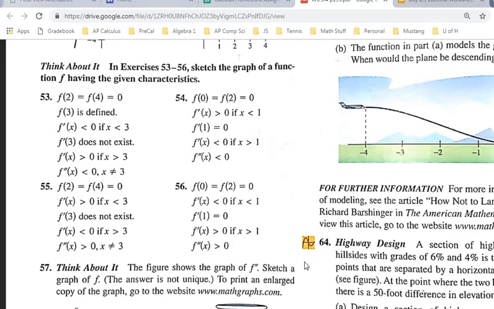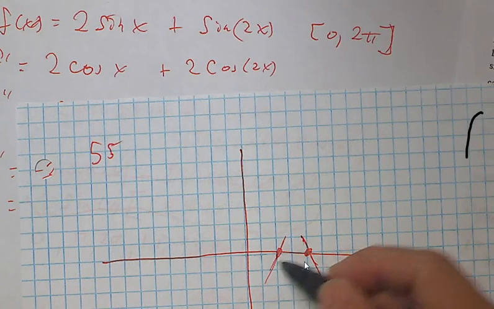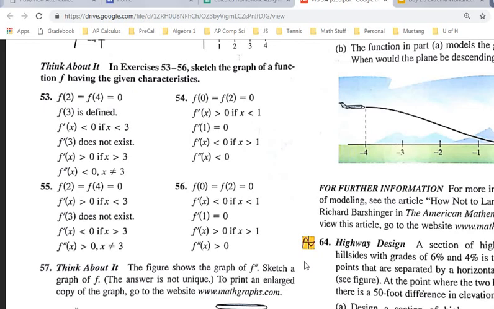F double prime is bigger than 0. Did I read this wrong? I read that right. F prime is bigger than 0 if x is less than 3. Okay, so here's what's going to happen. This f double prime bigger than 0 tells me it's what? Concave up.